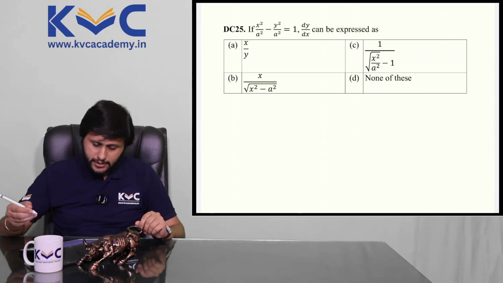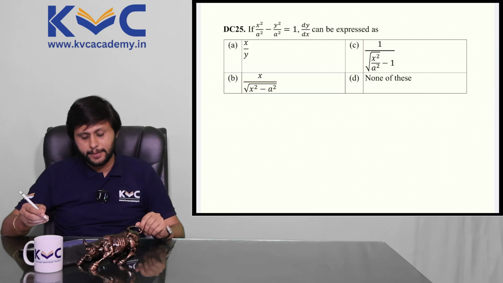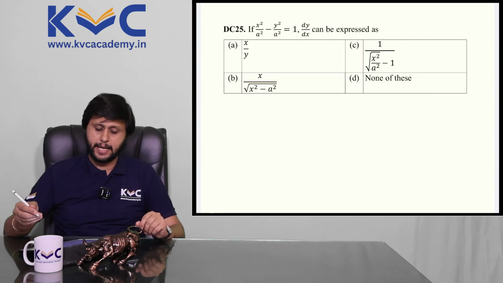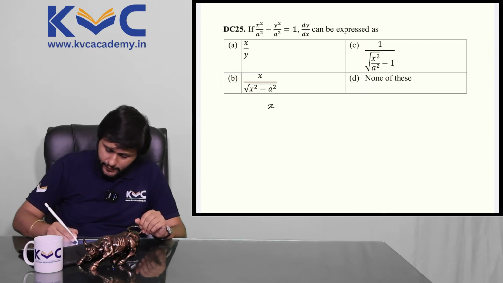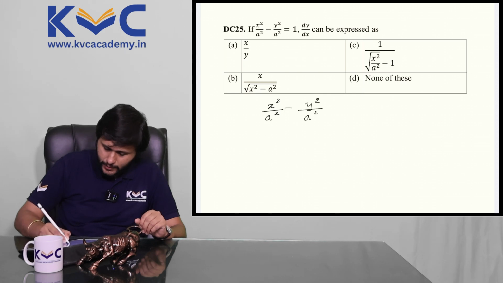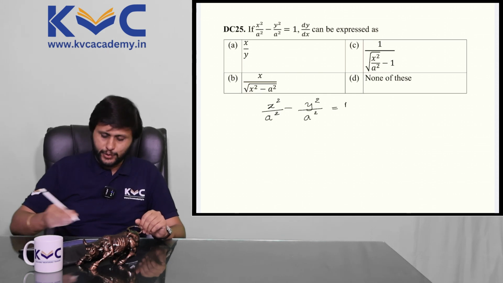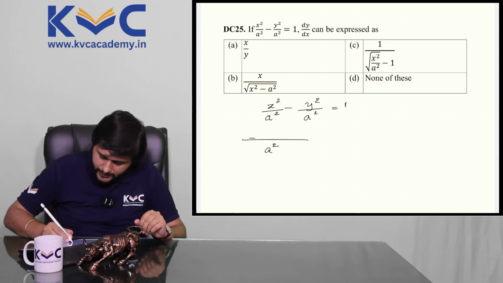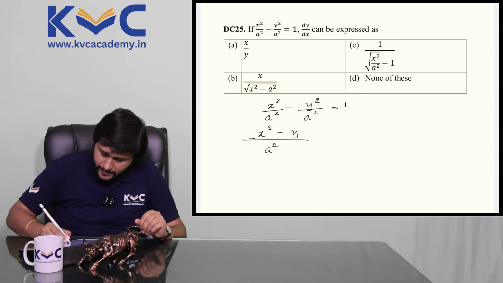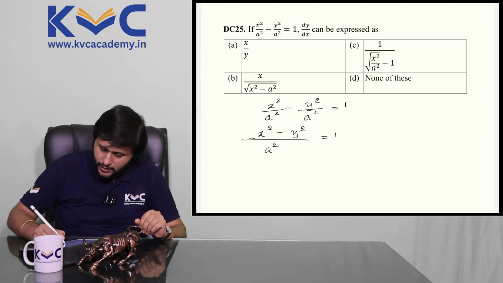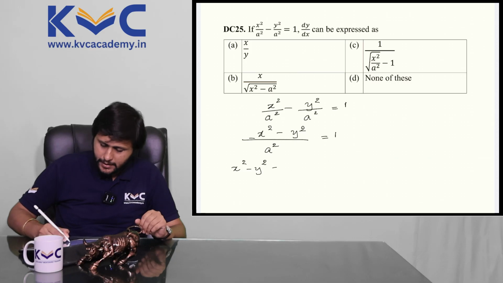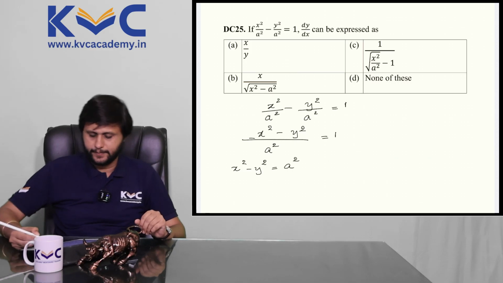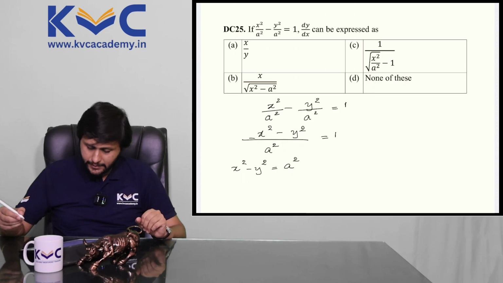Moving on to the next question, we have x square by a square minus y square by a square equal to 1. We'll make it as a simple equation first. Okay, we have x square by a square. I'm just writing it as it is, minus y square by a square equal to 1. A square is common, so I will take the common denominator a square. So we got x square minus y square equal to 1. Cross multiply, we get x square minus y square equal to a square. So this is the equation that we have right now.